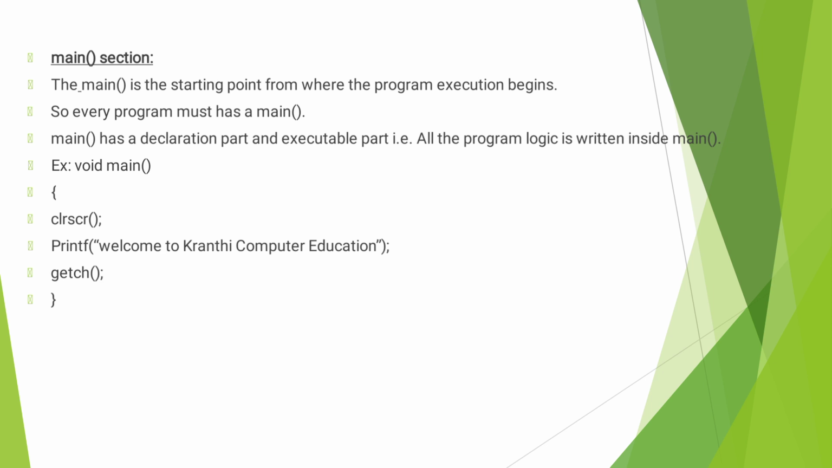The statements are the clrscr function. The clrscr function is the clear screen function. It is used to clear whatever is appearing on the screen, on the monitor, whatever text is appearing, all that text will be cleared by this function. Next statement is printf. This is the printf function.